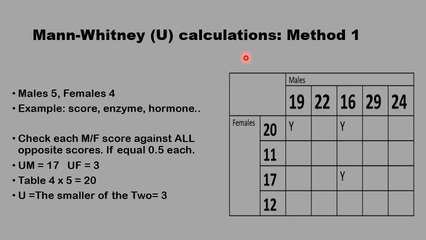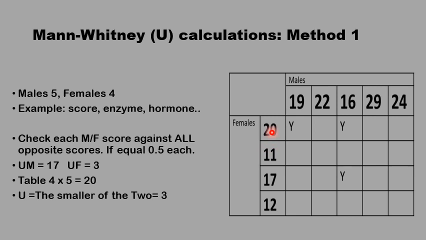We'll go through two simple methods of calculating the Mann Whitney U, the Mann Whitney test statistic. Method number 1: say we are running a trial to compare the results of two different groups, a group of 4 females against a group of 5 males. These two groups are independent, different. And we are measuring either an enzyme or a hormone or a score of one sort or the other.